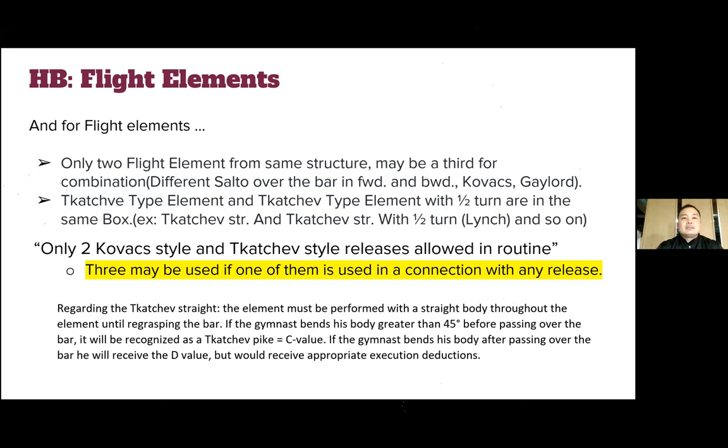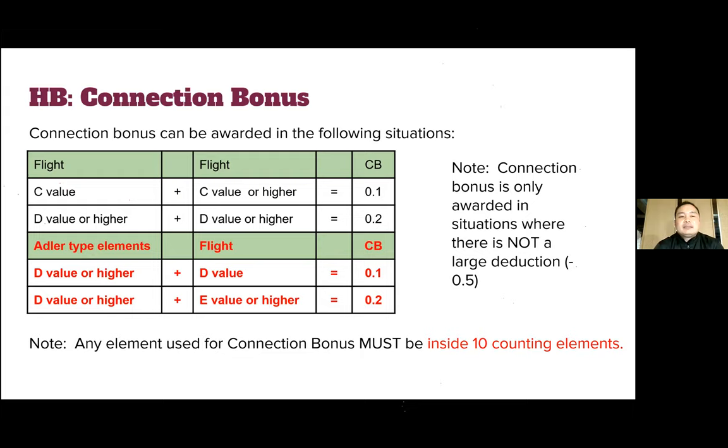So connection bonus, flight to flight, C and C 1/10 CB, D plus D 2/10 CB. Adler type elements and flight, CB, D plus D 1/10, D or higher plus E value or higher, 2/10 CB. So CB is only awarded in the situation where there is not a large deduction. But you know, please take a note, any element used for connection bonus must be inside 10 counting elements.